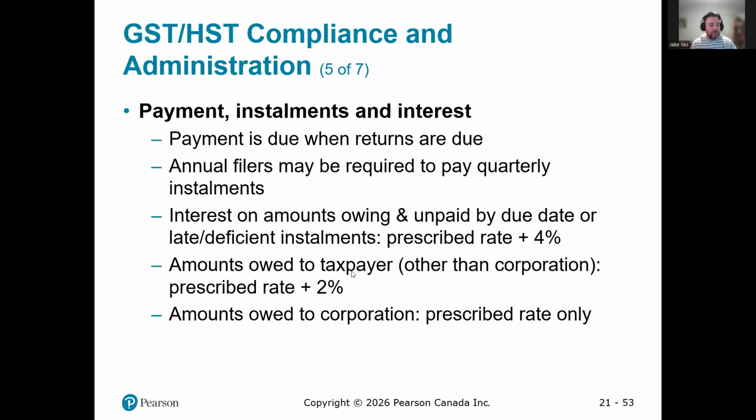If the government owes us a refund, they'll have, I think, about 30 days to pay, and then interest will start accruing to them at the prescribed rate plus 2%. So the interest that they accrue to pay to us accrues at a slightly slower rate than amounts that we owe them. Amounts owed to corporations is only the prescribed rate.